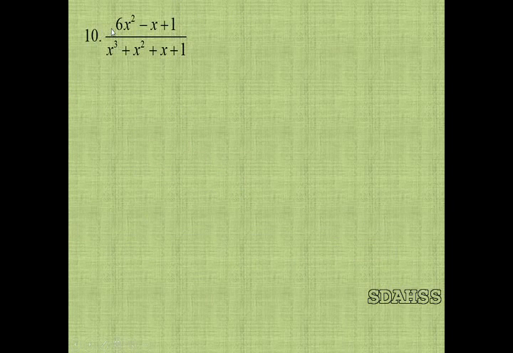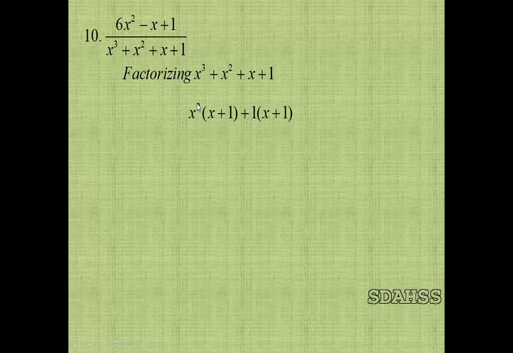10th sum. 6x square minus x plus 1 divided by x cube plus x square plus x plus 1. Factorize the denominator. So the denominator is x cube plus x square plus x plus 1. Consider the first two terms. In the first two terms, x square is common, so take it outside. So you have x plus 1, plus, in the last two terms, 1 is the common factor, so take it outside. So you have x plus 1 into x plus 1. Now x plus 1 is common, so take it outside. So this becomes x plus 1 into x square plus 1.